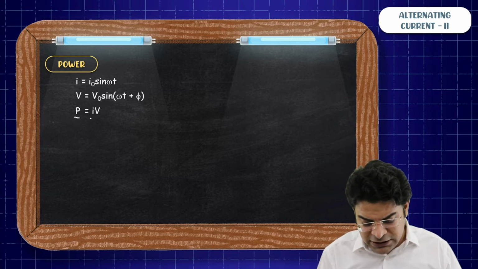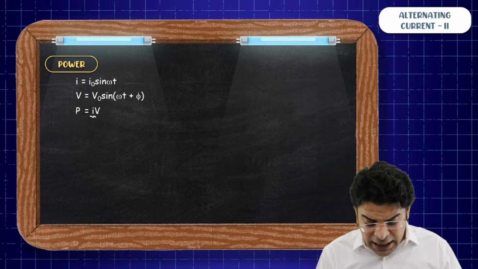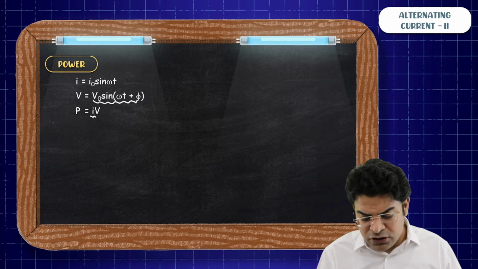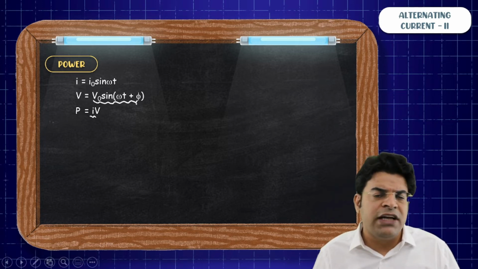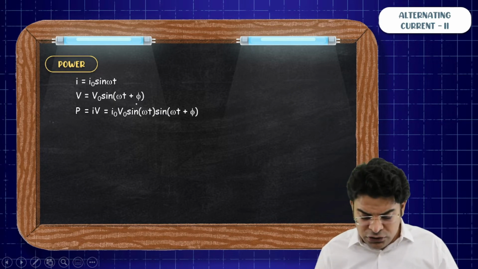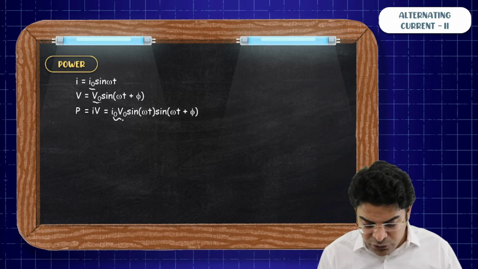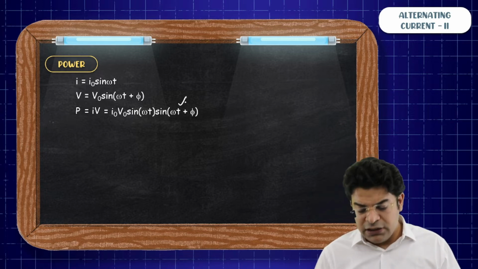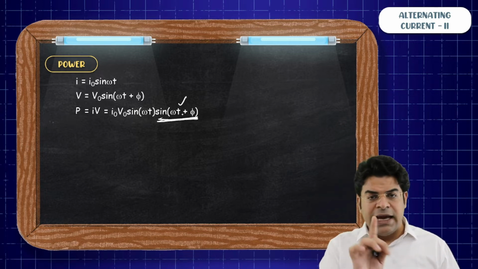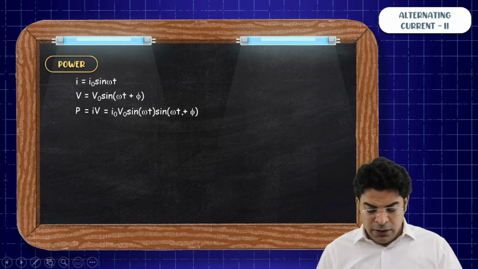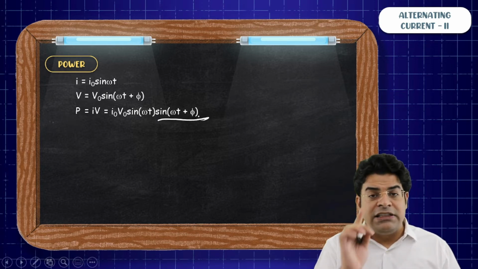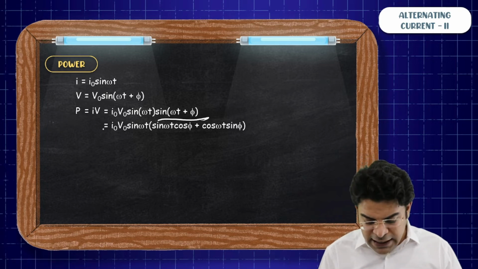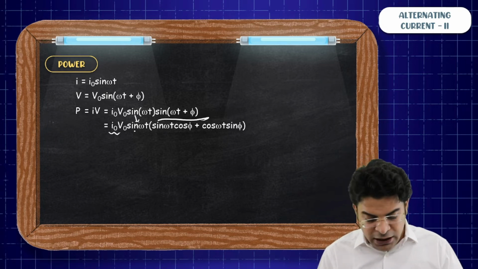you will say that the power dissipated is simply IV, where I at any instant of time is I naught sine omega t, and the potential drop across the circuit at any instant of time is V naught sine omega t plus phi. Substitute them. So what you get here is I naught V naught sine omega t into sine omega t plus phi. Now, using sine of A plus B equals sine A cos B plus cos A sine B, in place of sine omega t plus phi, you can write sine omega t cos phi plus cos omega t sine phi. So you will get I naught V naught sine omega t as it is.